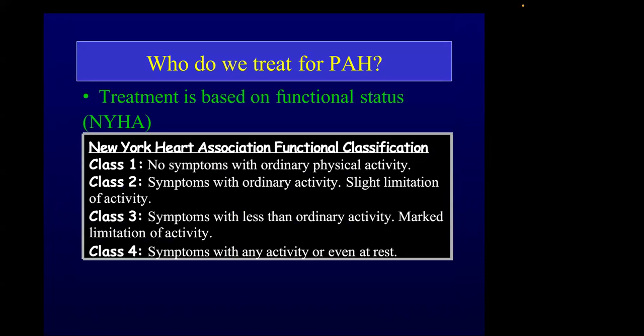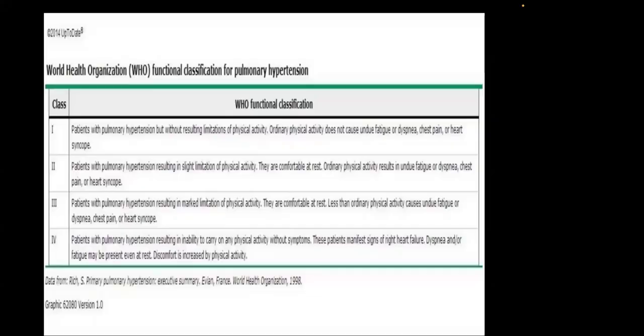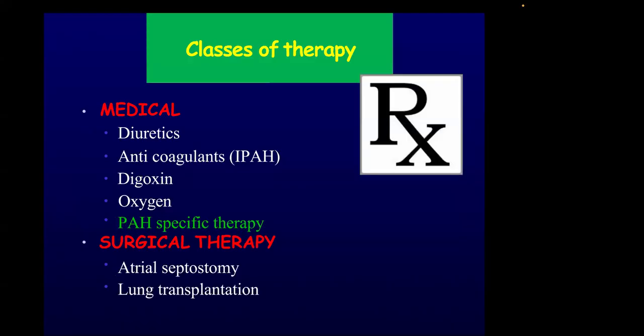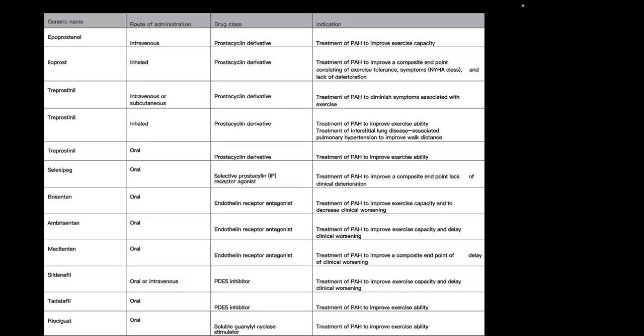Who do we treat for PH? The treatment is based on NYHA class: no symptoms with ordinary physical activity; symptoms with ordinary activity, slight limitation; symptoms with less than ordinary activity, marked limitation; and symptoms with any activity or even at rest, that is class 4. Classes of therapy are diuretics, anticoagulant, digoxin, oxygen, PH-specific therapy, and surgical therapy: atrial septostomy and lung transplant.